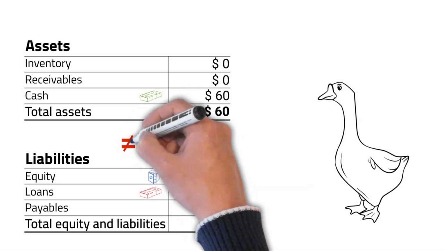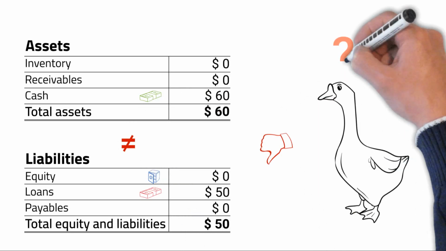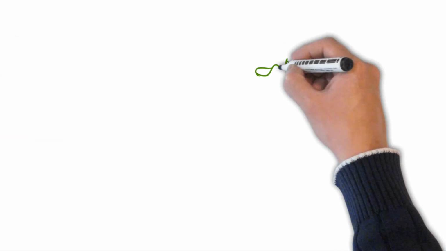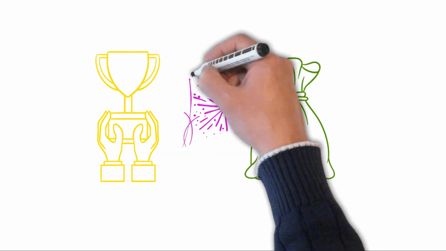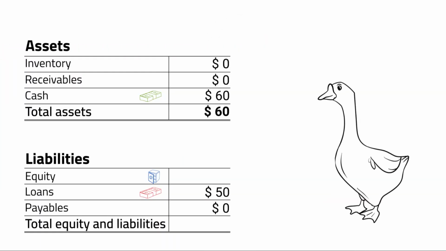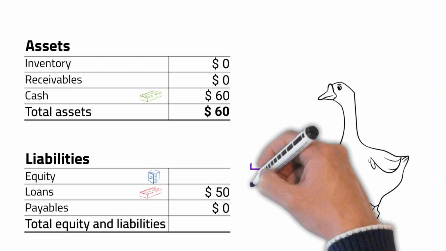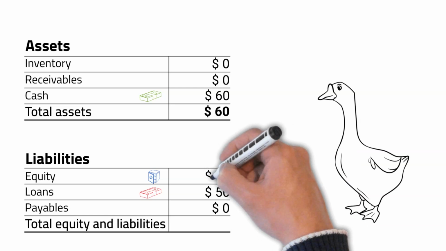So the balance sheet doesn't balance. Where are the missing $10? It's the profit from selling $50 worth of apples for $60. Those $10 belong to us, so we record it onto equity. Well done, profits are always good.